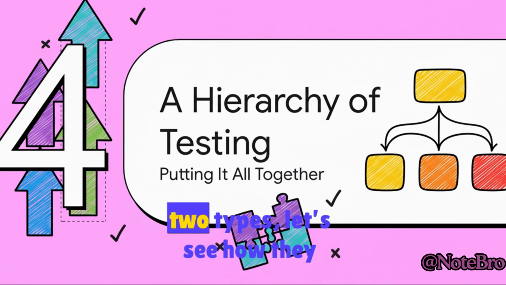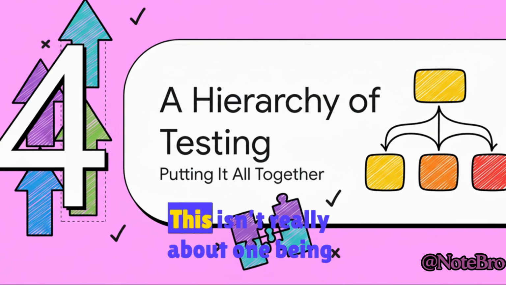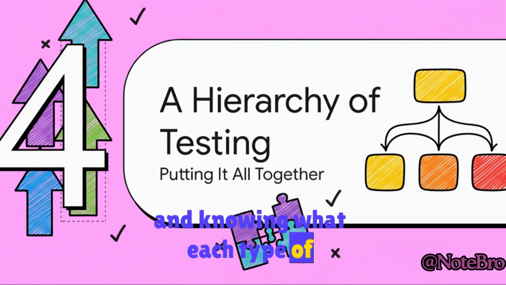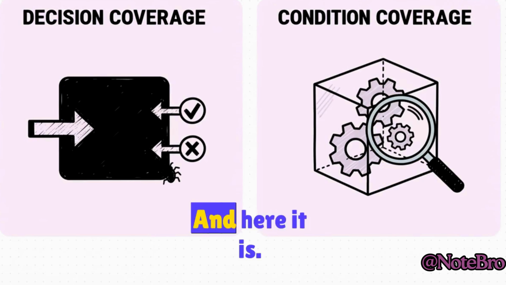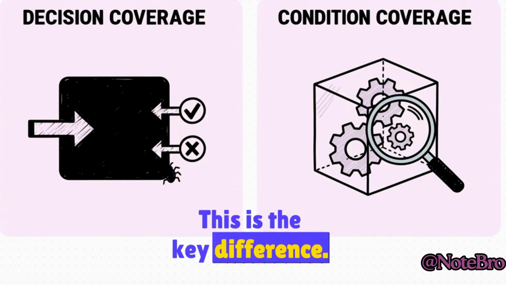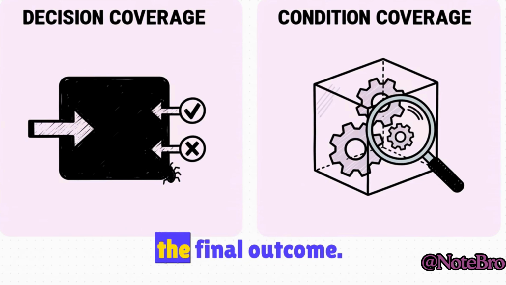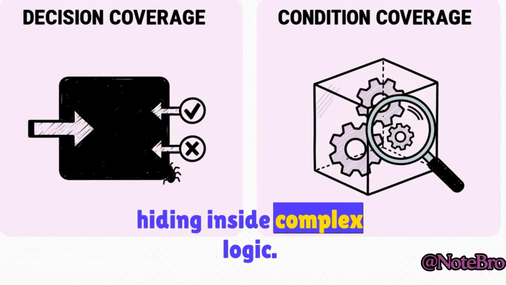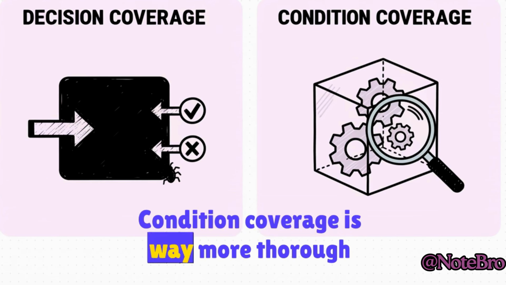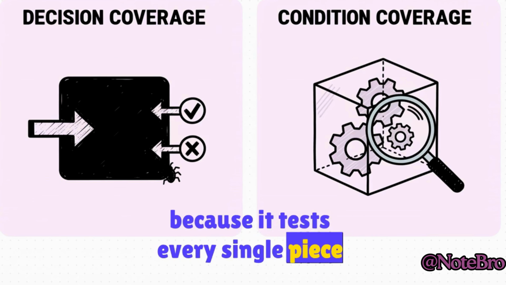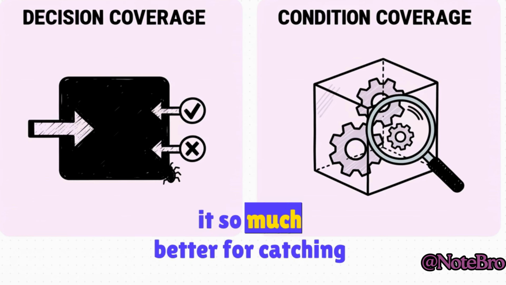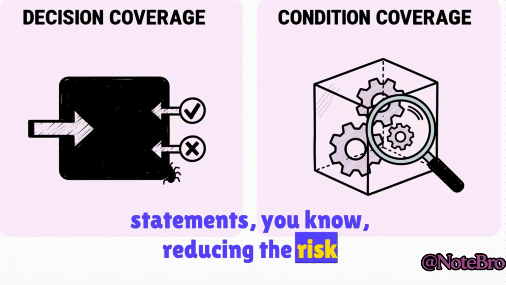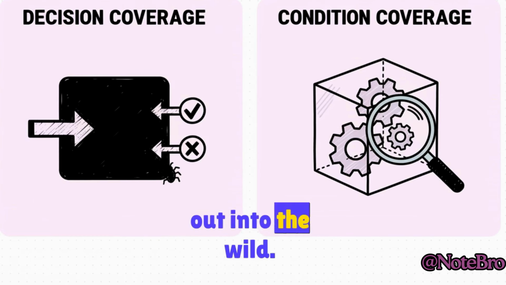Okay, so now that we get the two types, let's see how they fit together. This isn't really about one being better than the other. It's about understanding the trade-offs and knowing what each type of coverage is actually built to do. And here it is. This is the key difference. Decision coverage just looks at the final outcome. It's efficient, for sure, but it can totally miss bugs that are hiding inside complex logic. Condition coverage is way more thorough because it tests every single piece of that logic. And that makes it so much better for catching those sneaky, tricky bugs in compound statements, reducing the risk that some subtle logic error gets out into the wild.